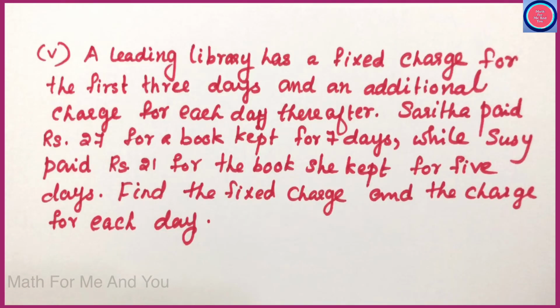Last question. A lending library has a fixed charge for the first 3 days and an additional charge for each day thereafter. Sarita paid rupees 27 for a book kept for 7 days, while Susie paid rupees 21 for the book she kept for 5 days. Find the fixed charge and the charge for each day.